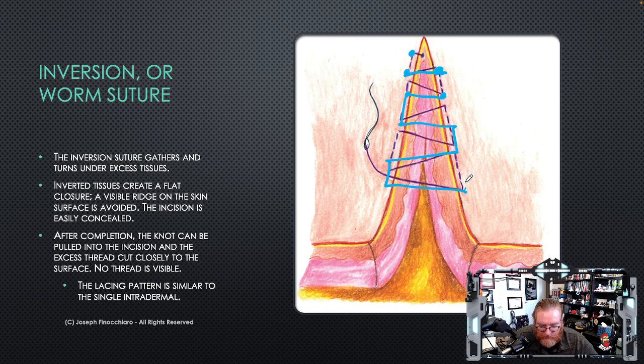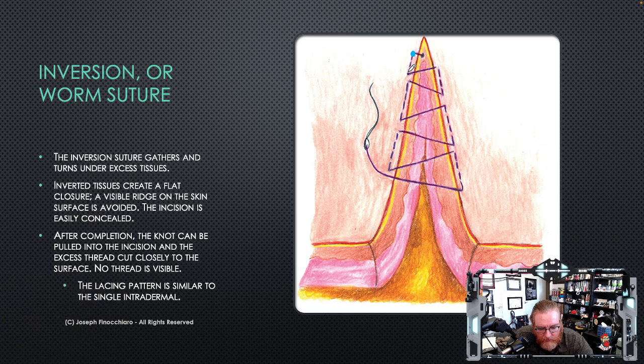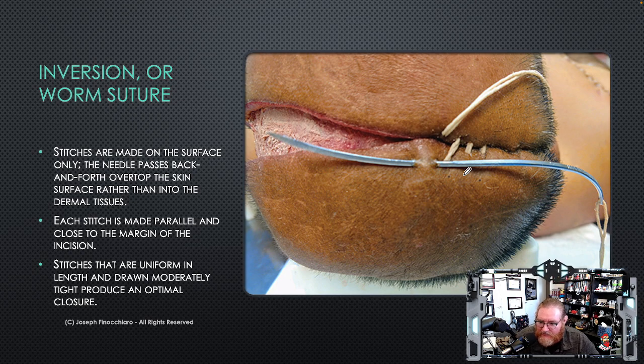skin. So from the top, if we were looking at this down and this incision was closed, this is the thread that we would see. Every one of these points is where the thread would come out. Now, these are hidden in the final product because we pull it together and it folds under itself, as you see here. Stitches are made on the surface only. The needle passes back and forth over top the skin surface rather than into the dermal tissues. Each stitch is made parallel and close to the margin of the incision.